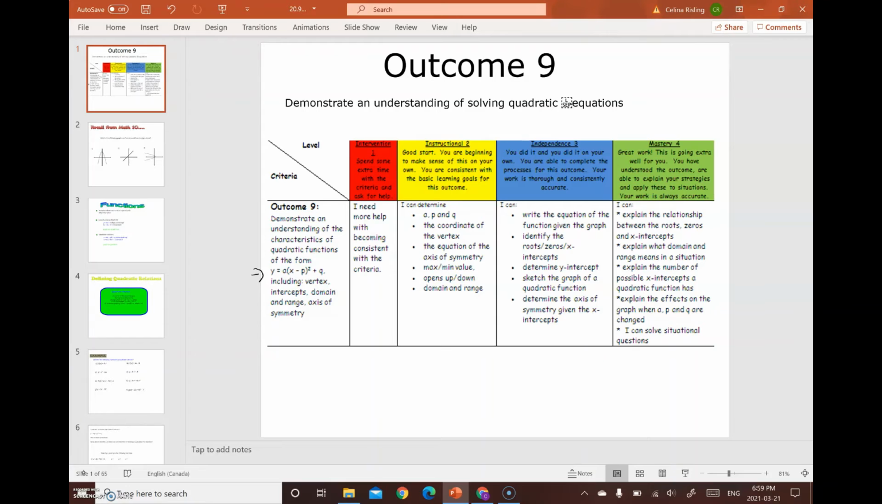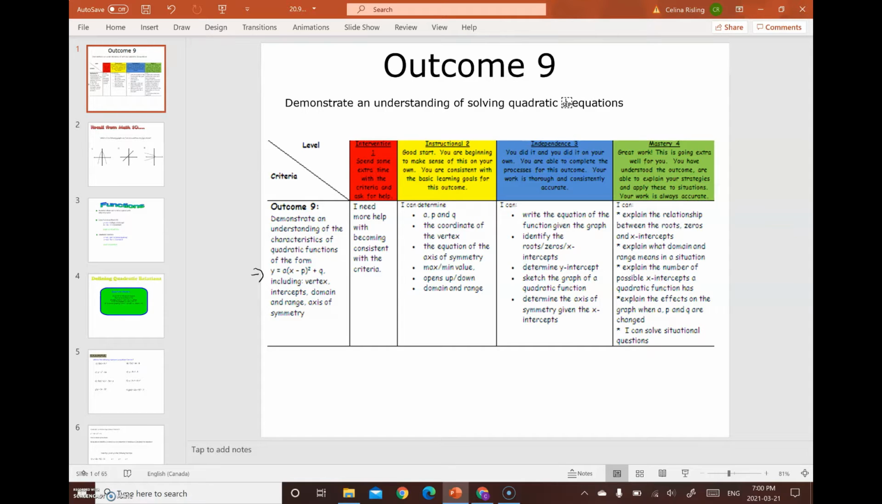the coordinates of the vertex, the equation of the axis of symmetry, the max, the min value, if it opens up or down, and the domain and range. It is a level 3 if you can write the equation of the function given the graph, if you can identify the roots or the zeros or the x-intercepts, so those words all mean the same thing, if you can determine who the y-intercept is, if you can sketch a graph of a quadratic function, and determine the axis of symmetry given the x-intercepts.